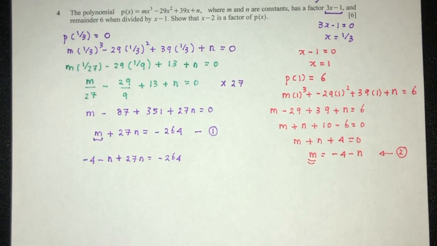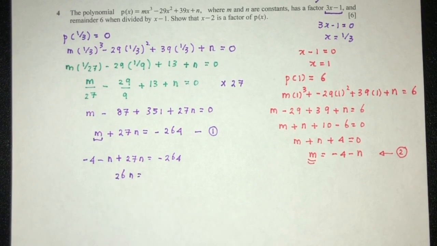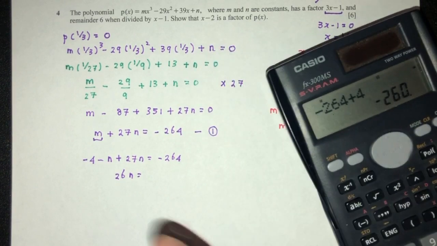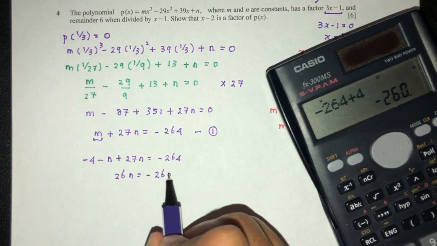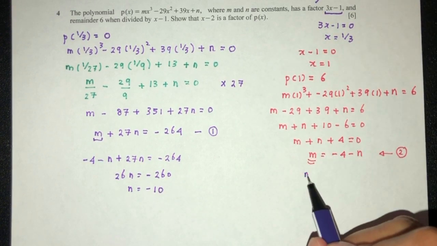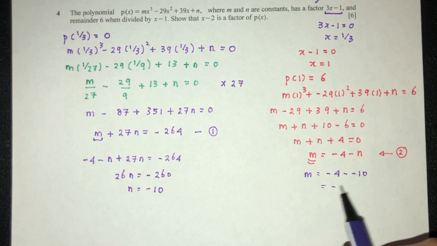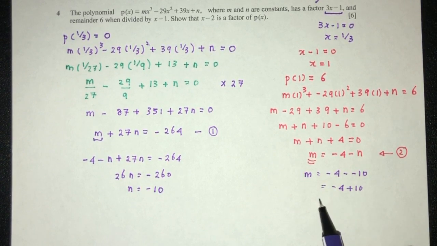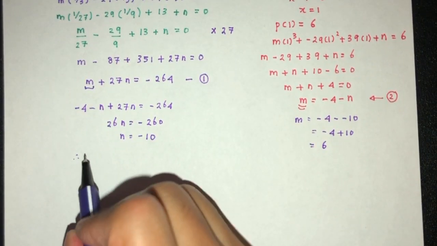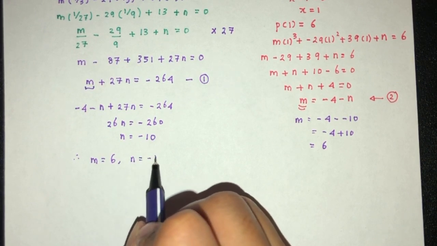Here we have 26n, and that will be what? Minus 26 plus 4, that should be minus 260. So n will be minus 10, and m will be minus 4 minus 10. That will be minus 4 plus 10, and that will be the value of 6. So here you go. The value of m is 6, and n will be minus 10.